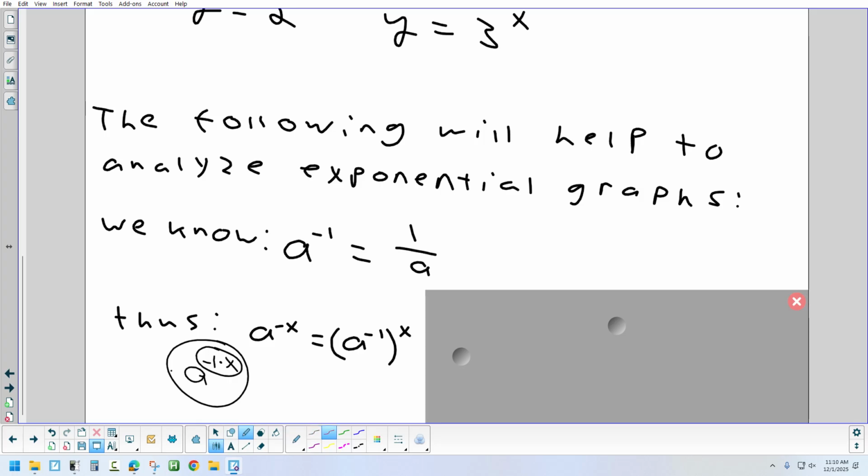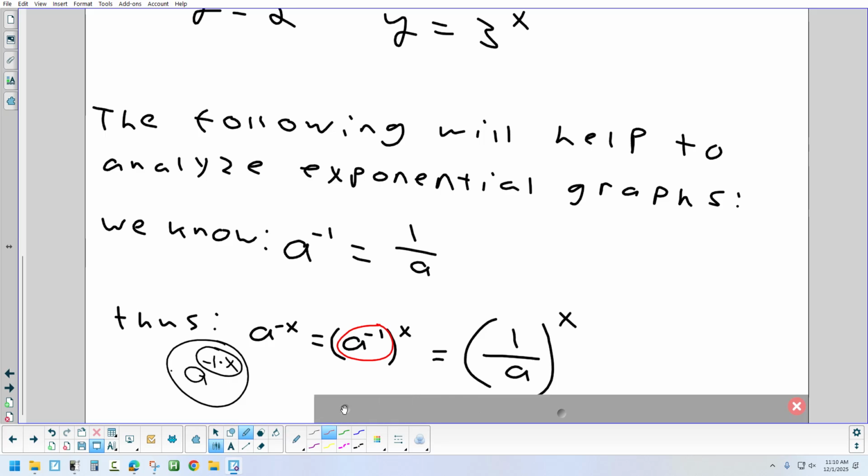And the reason I want to think of it that way is because now we know how to get rid of that negative 1 on the a. What's a to the negative 1? 1 over a. So when we have a negative, where are the x's? The way that you can get rid of it is you take your base and you flip it and raise it to the x.